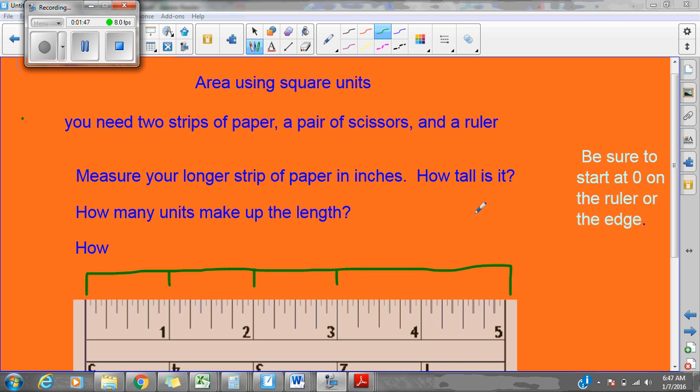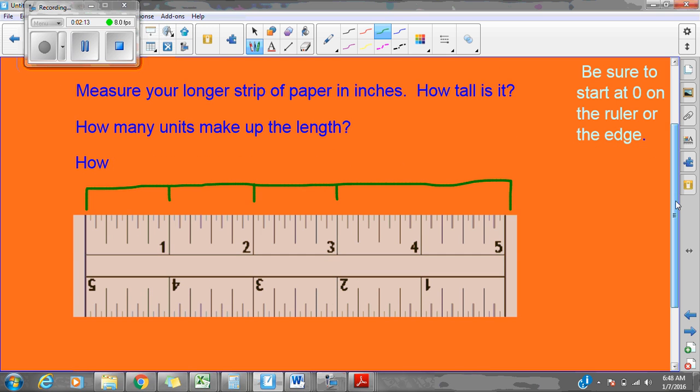Now cut out all of the squares that you made on your strip. Cut them all out. Do that now. After you cut them out, tell me, how many pieces do you have? Hopefully, you said that you have 12 pieces.